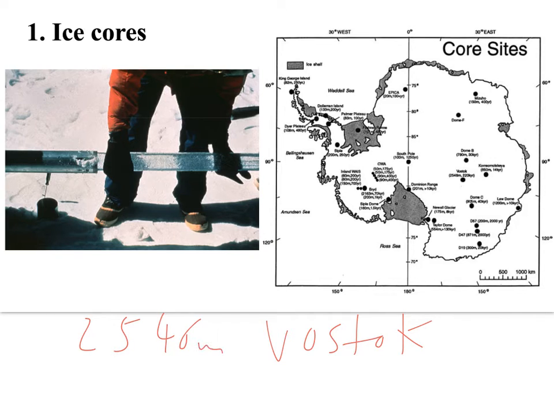That one is 2,546 meters deep. So they've drilled down 2.5 kilometers into the ice, and when they've done that, they've pulled up what looks like this thing here, which is a core of ice. And that ice, as we go deeper down, has trapped all of the gases that were in the atmosphere at that particular time. So the Vostok ice core actually has 220,000 years worth of gases trapped as we go deeper and deeper down into the ice core. So 220,000 years.